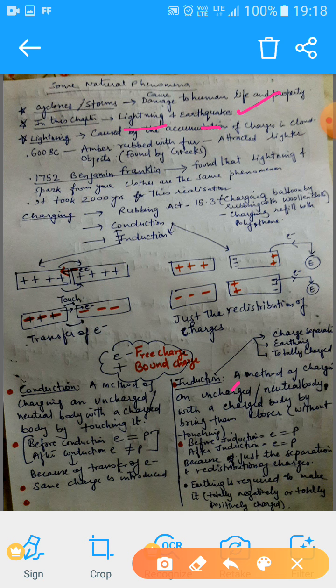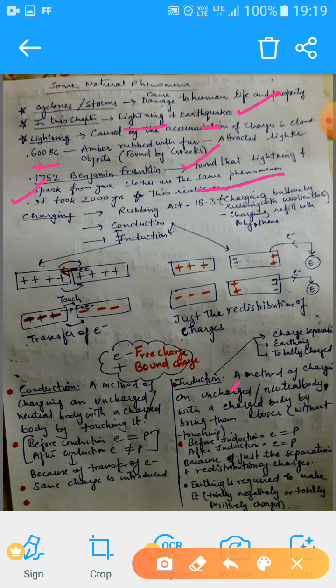Charges get collected in clouds. In 600 BC, amber rubbed with fur attracted lighter objects. This was found by Greeks. And later on, in 1752, Benjamin Franklin found that lightning and the spark from, for example, your clothes are the same phenomena. So he was able to relate lightning and the spark which comes from the cloth when you take it out, especially woolen clothes.